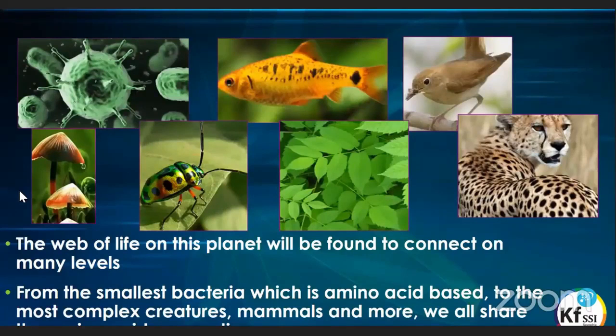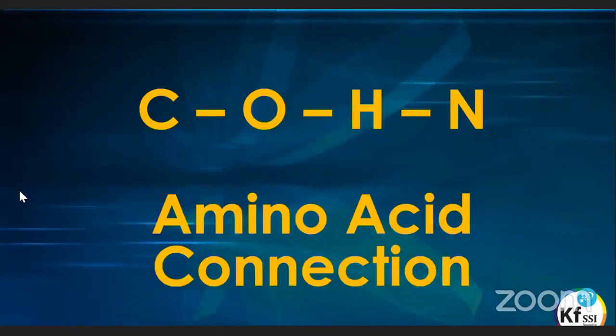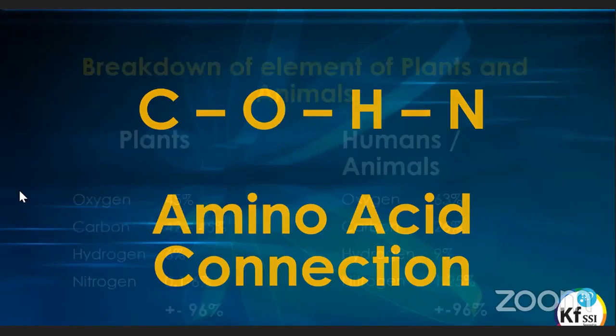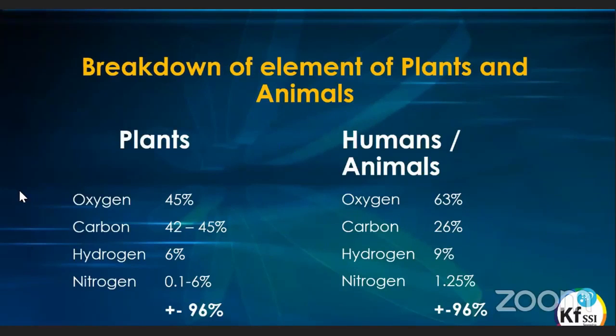You'll find that the web of life on this planet is connected on many levels. So from the smallest bacteria, which is amino acid based, to the most complex creatures, mammals, and more, we all share the common connection of this amino acid structure. And as Dr. Rodrigo introduced in the health section, the basic amino acid structure consists of your carbons, oxygens, hydrogens, and nitrogens.